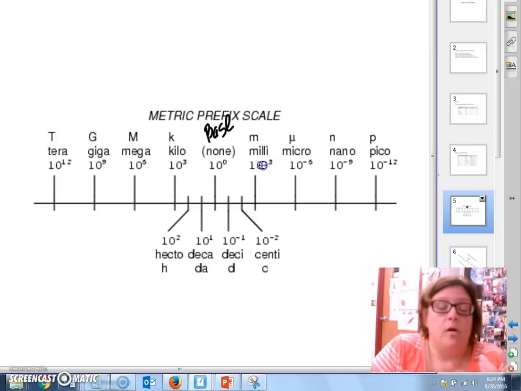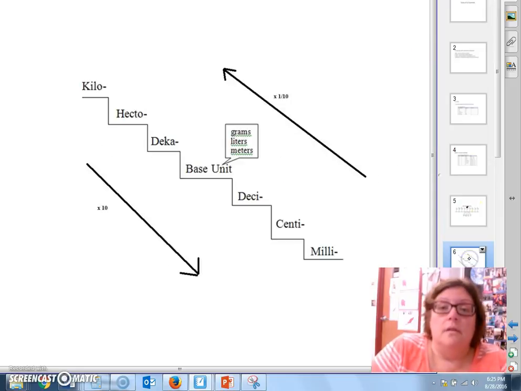Milli. We already know milli. Micro is 1,000 times smaller than milli. Nanometers or nanoliters or whatever is another 1,000 times smaller, and pico is even smaller than that. Okay, let's talk about making conversions from one to the next.